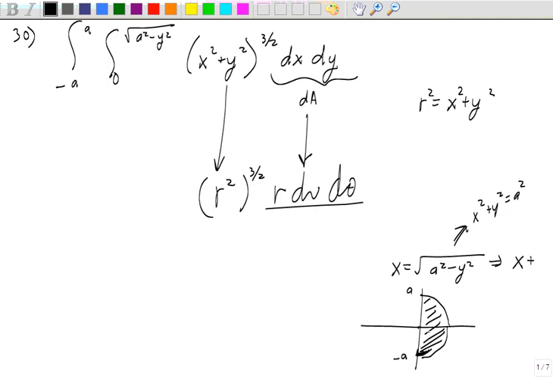So the radius of that circle, this changes to r equal a, so I'm going to go from 0 to a, but since I'm doing quadrant 1 and quadrant 4, theta goes from negative pi over 2 to pi over 2. And that's going to give me the circle in quadrant 1 and quadrant 4. And there I changed it to polar coordinates.